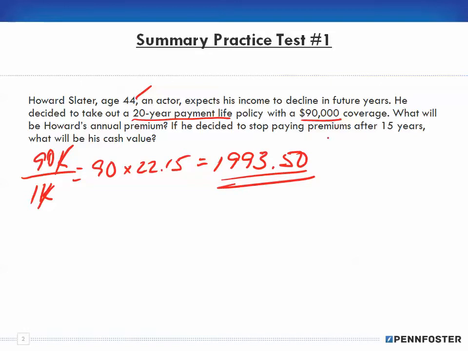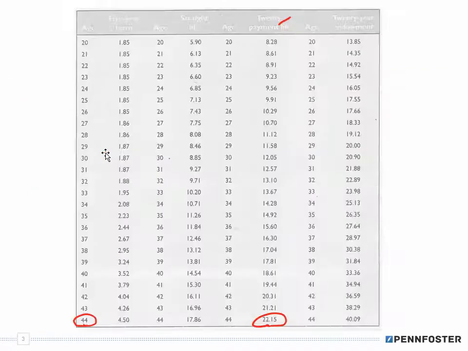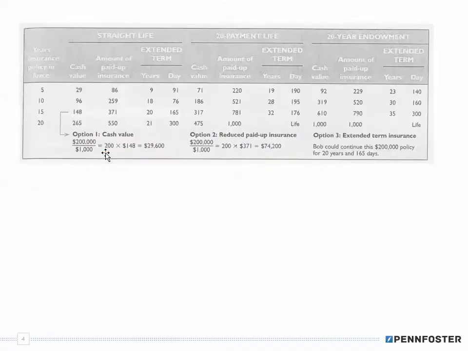Now, it says if he decides to stop paying premiums after 15 years, what's his cash value? That's one of his 3 non-forfeiture options: cash value, reduced paid-up insurance, and extended term insurance. So we have to bounce down to that particular chart for non-forfeiture.